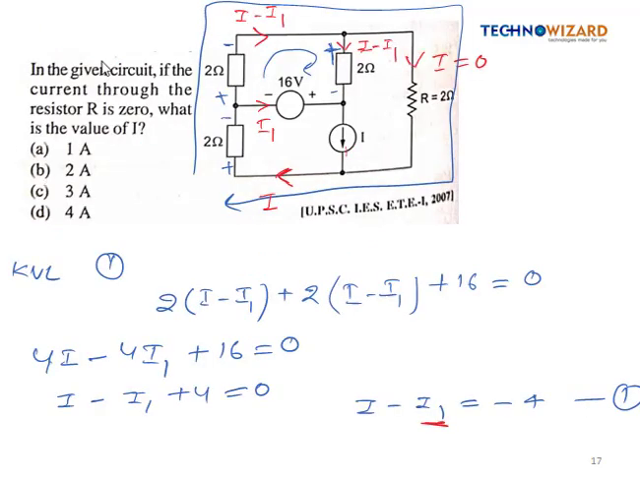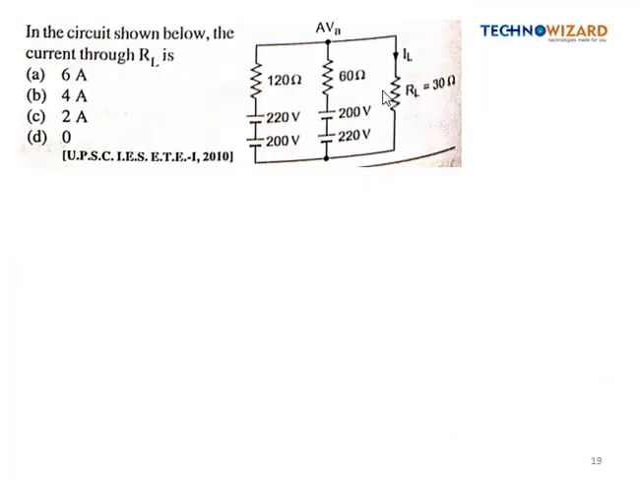So here the correct option is option D, which is 4 ampere, right? So let's see the next question. Okay, so this is our next question. In the circuit shown below, the current through RL is, so basically this is RL, which is 30 ohm. Now we have to calculate the current value, right?